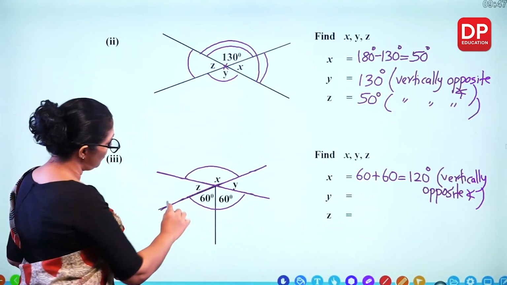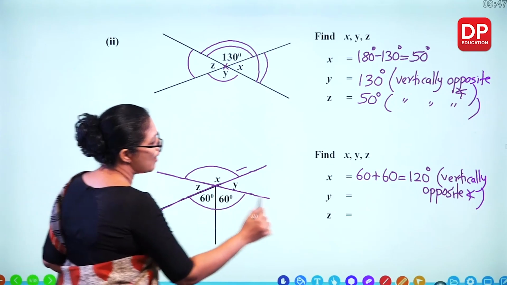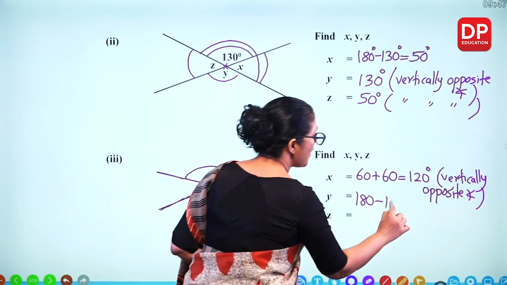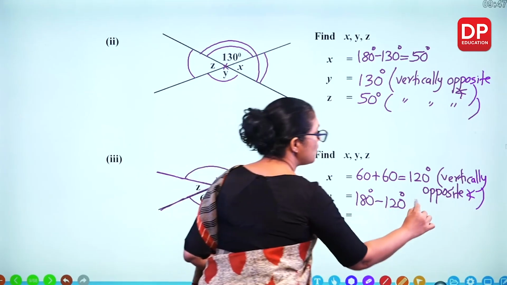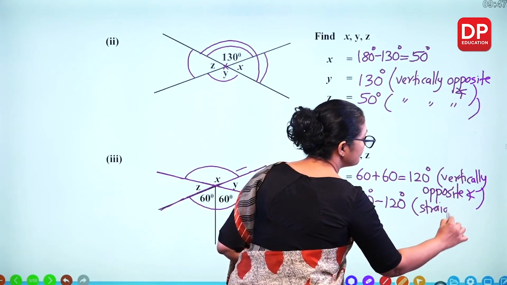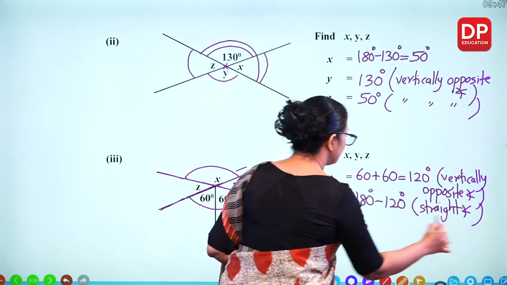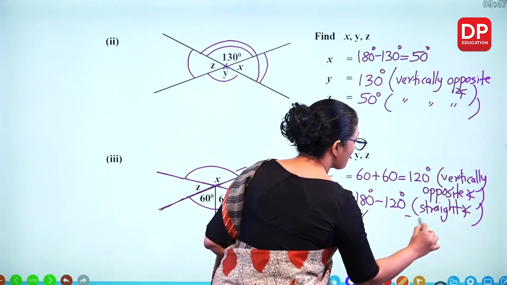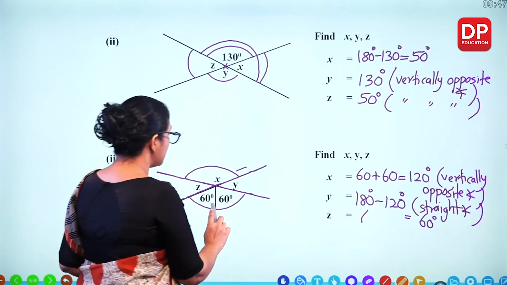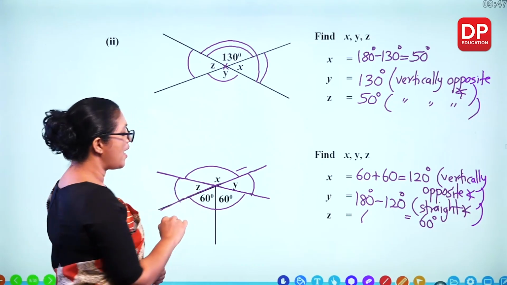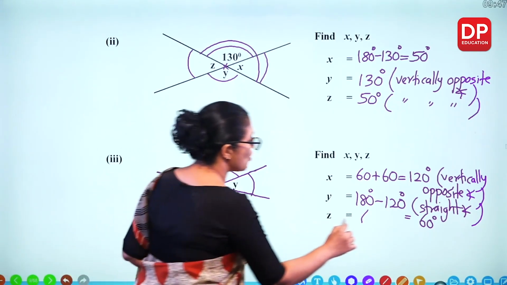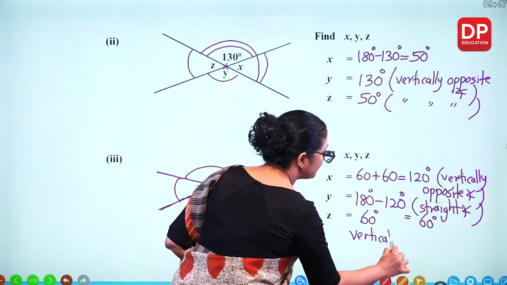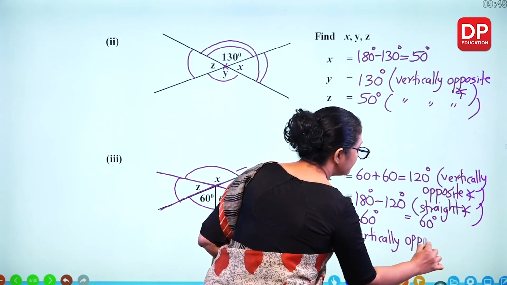Y? Now can you see this is a straight line? So you can find y using 180 minus 60 and 60, which becomes 120, because of straight angle. So you get 60 degrees. And z equals same as y, vertically opposite angle. So this is also 60 degrees, vertically opposite angles.